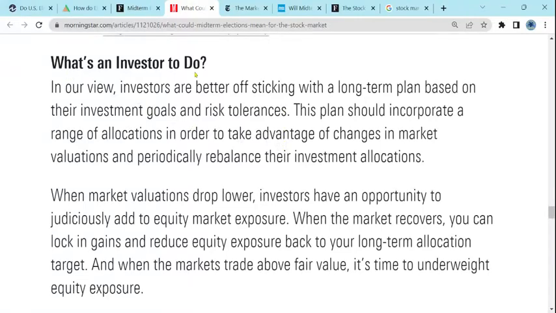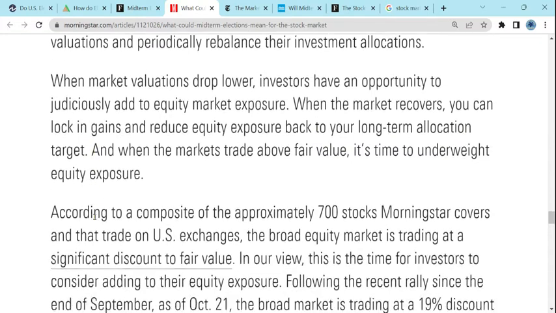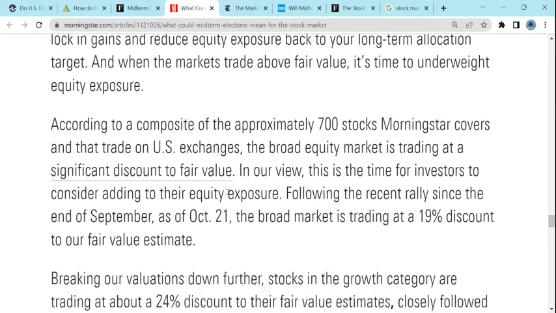So what's an investor to do in their opinion? In their view, investors are better off sticking with long-term plans based on their investment goals and risk tolerance. The plan should incorporate a range of allocations in order to take advantage of changes in market valuations and periodically rebalance your investment allocations. When market valuations drop lower, you have the opportunity to judiciously add to equity market exposure. When the market recovers, you can lock in gains and reduce equity exposure back to your long-term allocation target. When the market trades above fair value, it's time to underweight equity exposure.